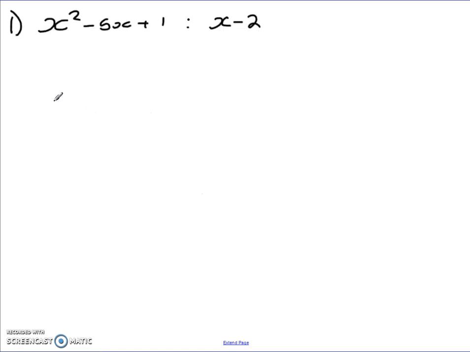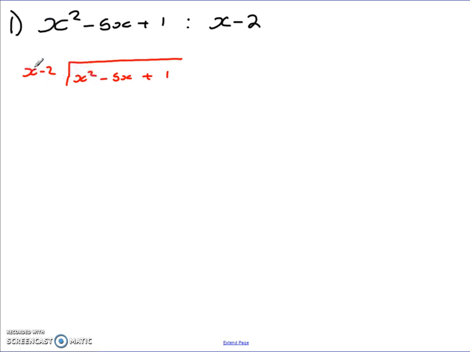So the first one, x squared minus 5x plus 1 divided by x minus 2. Remember, when we're doing these, we set them up like a normal division calculation. What we're dividing by, the x minus 2, goes outside, and what we're dividing goes underneath. Now remember, we have to look at the order of powers. This is an x squared, then an x, and then a constant. So it's fine, we can just write it in here, x squared minus 5x plus 1, without having to take into account any gaps for powers. We'll have a look at that in a minute with the second example.